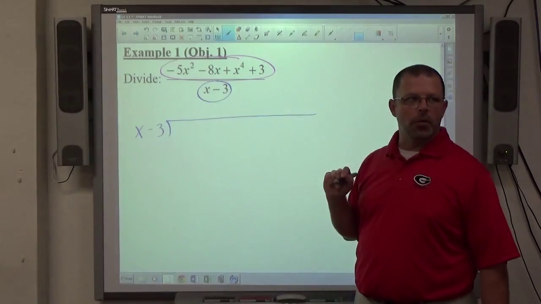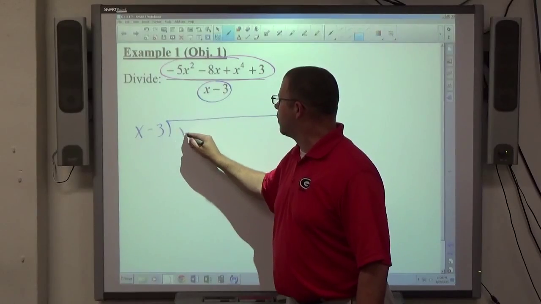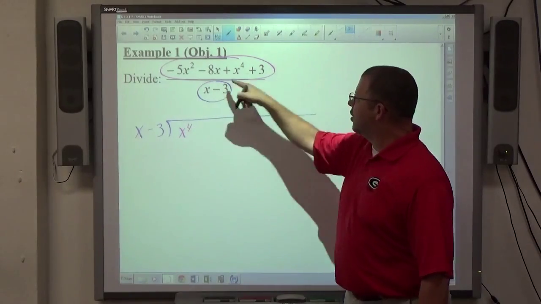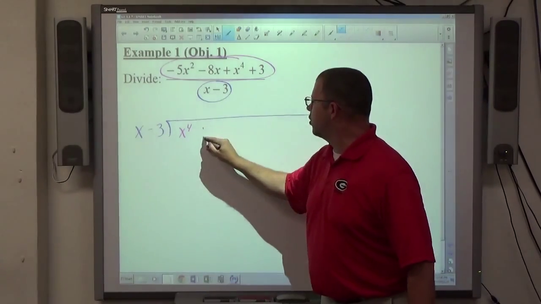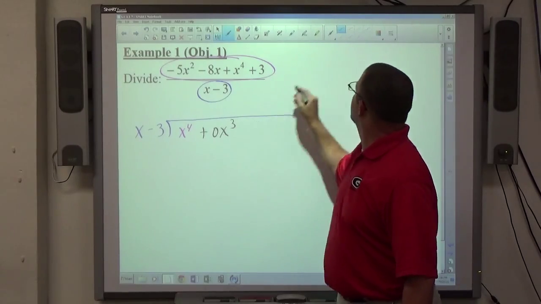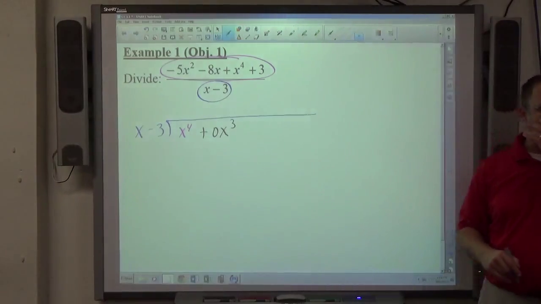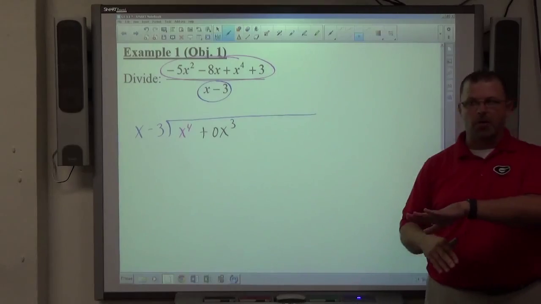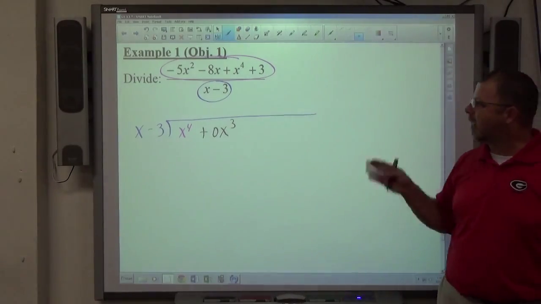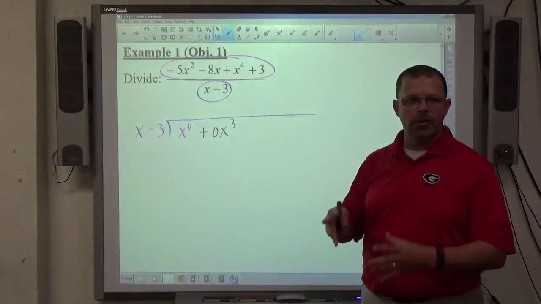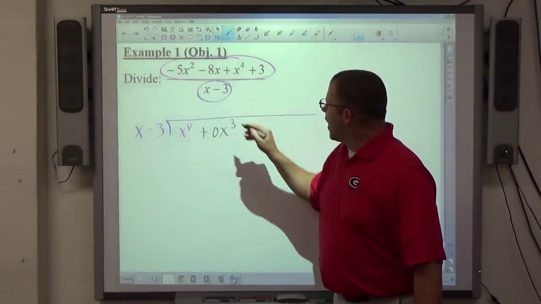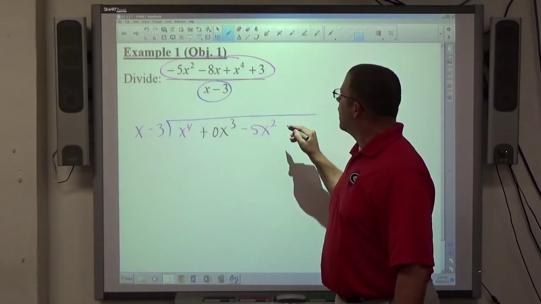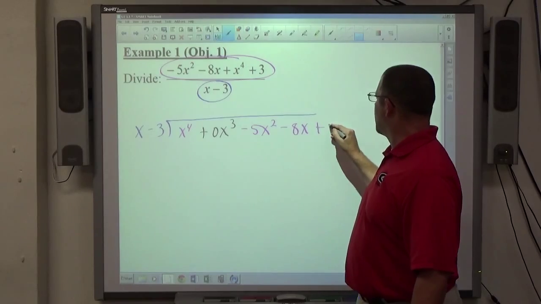We have to put it in descending order of the variables though. So the highest power is x to the fourth. We're missing x cubed, so I'm going to put plus 0x cubed. You always want to include every power after the first power. So if the highest power is 4, every power less than that has to be accounted for. If one's missing, you put a 0 in just to hold space. Minus 5x squared, minus 8x, and plus 3 is the remainder of the problem.